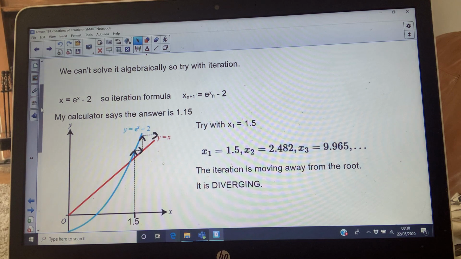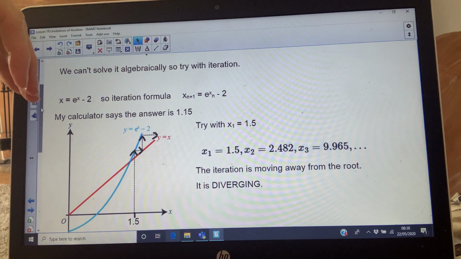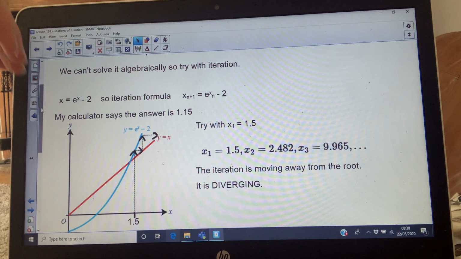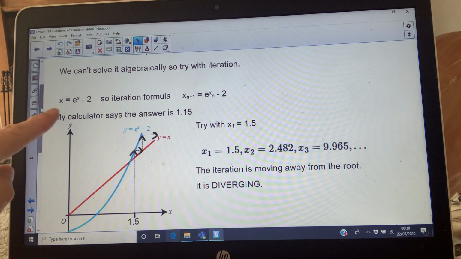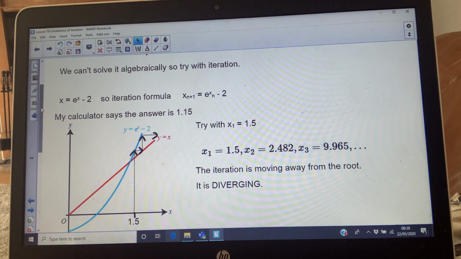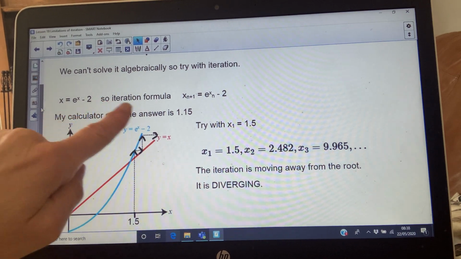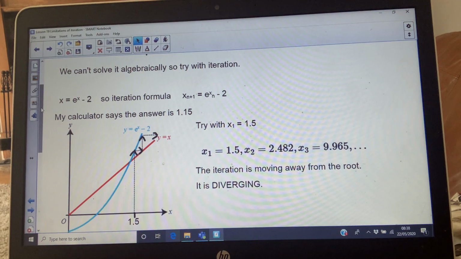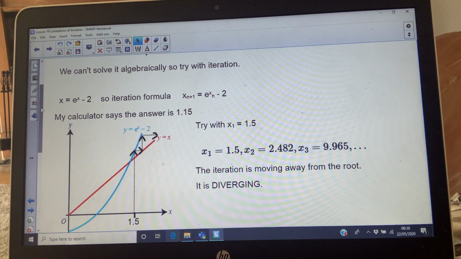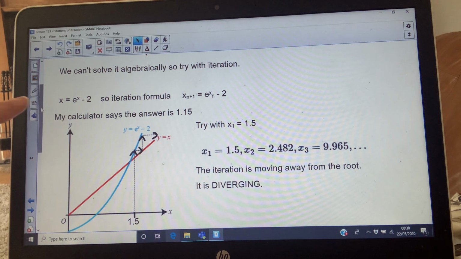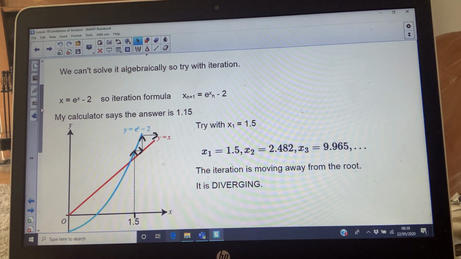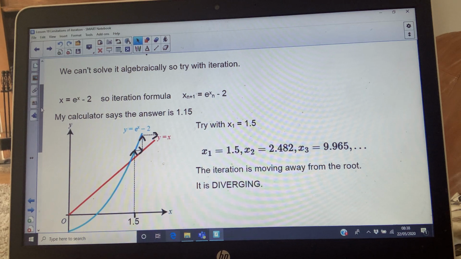The reason it's so difficult to solve algebraically is because you've got these 2 x's here, and it's really difficult to get some form of single value of x. So we're going to set up an iteration formula from our rearrangement. I've put this in the graph part of my graphical calculator. I've entered y equals x, and y equals e to the x minus 2. That was my y1, that was my y2, and I've worked out where they cross, and it's approximately 1.15.